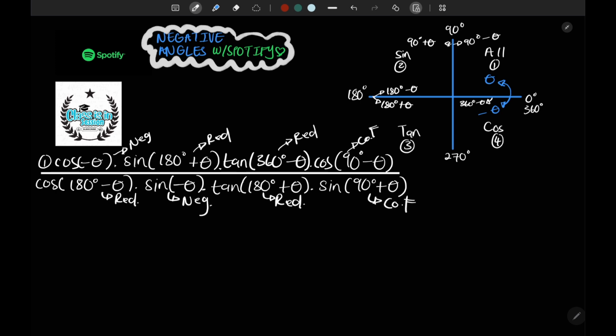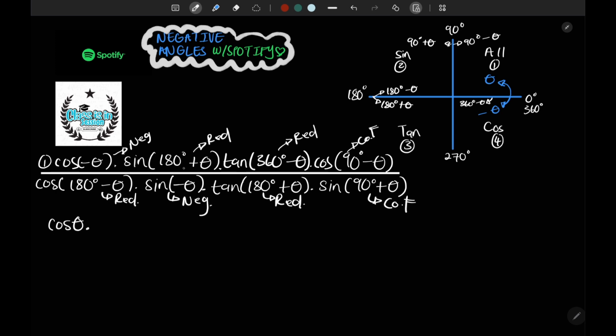Now let's apply our trig techniques. We have cos negative theta. This is a negative angle. Negative theta, let's look for it on the case diagram. There's negative theta. It's in the 4th quadrant where cos is positive. So your answer should be cos theta.